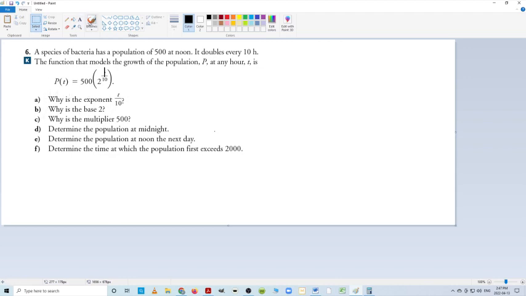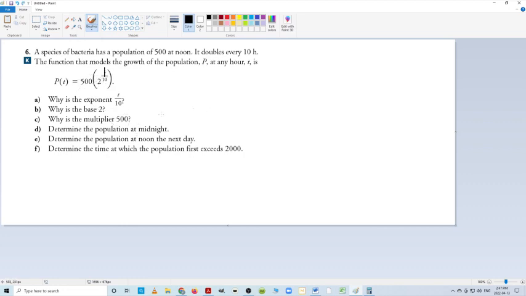Why is it the base of 2? That tells me this is going to double every 10 hours. Why is the multiplier 500? That's because the initial population of the bacteria is 500. So when this exponent is 0, in other words, when T is 0, this becomes 1. And that's the initial population at time 0.